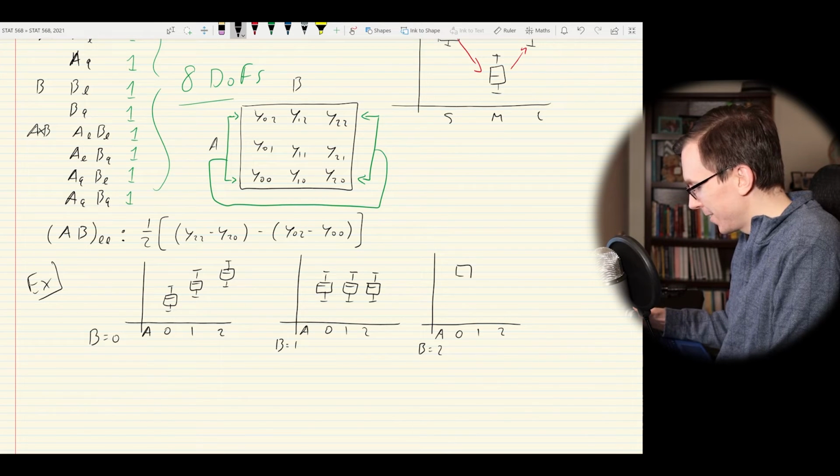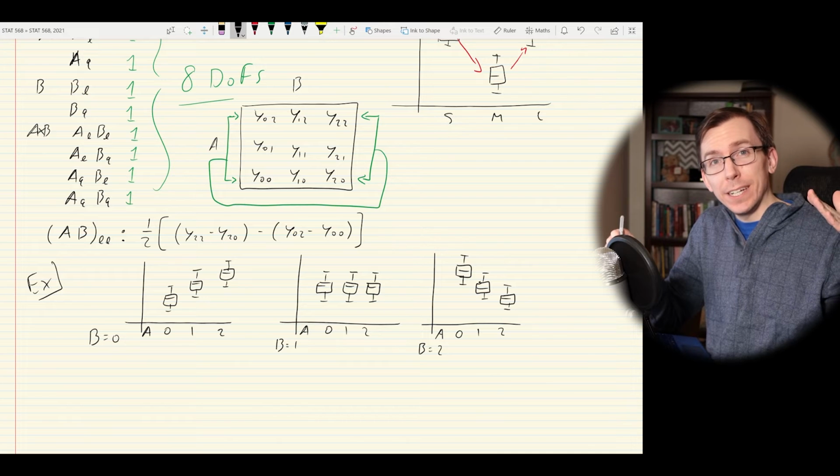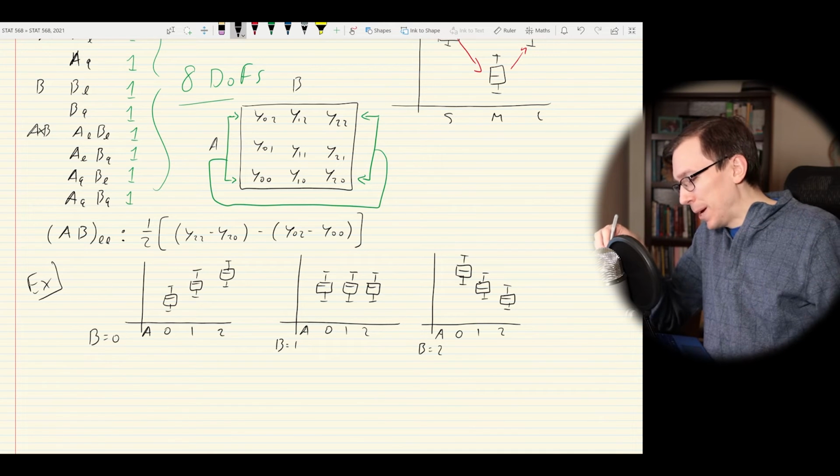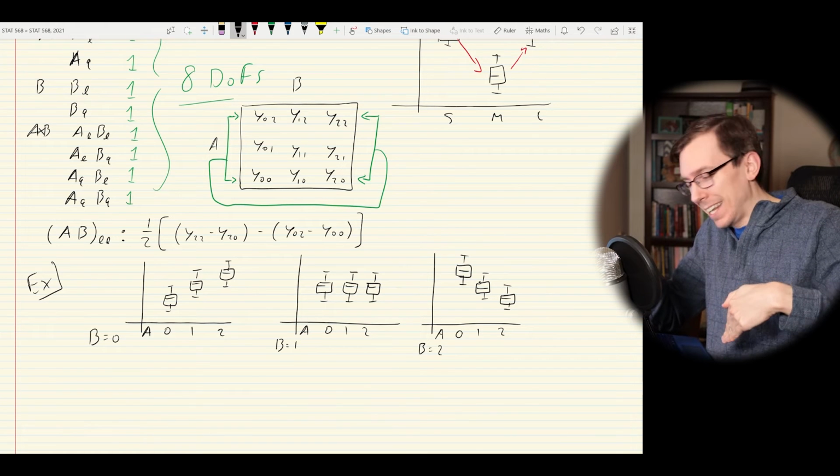Then you saw something that looked like it was going down. So this interaction is actually quite interesting because what it's saying is that when B is set to level 0, the response increases in A. When B is set to level 2, the response decreases in A.